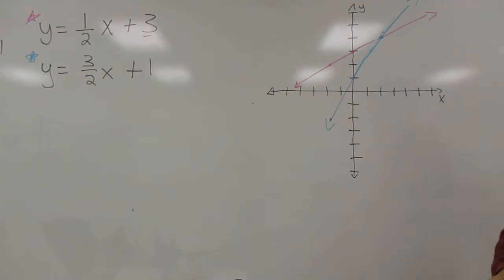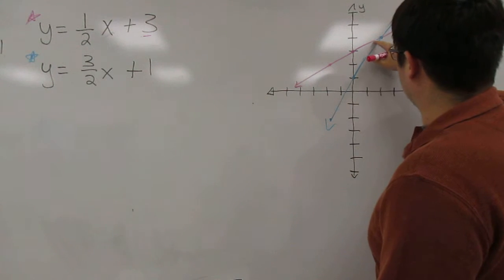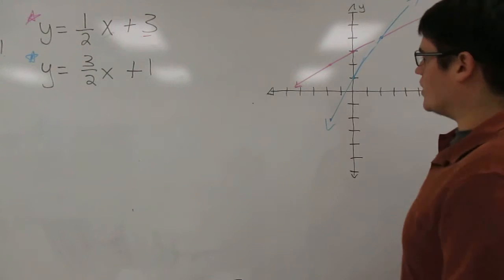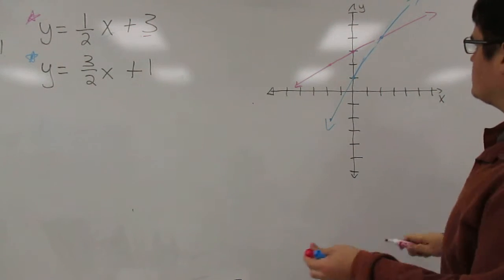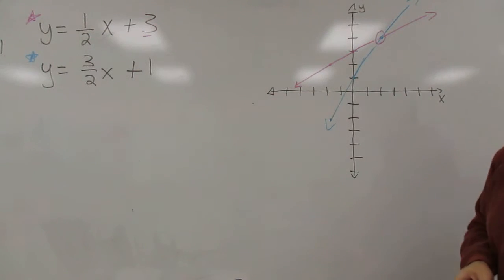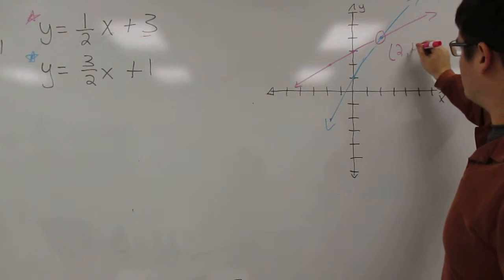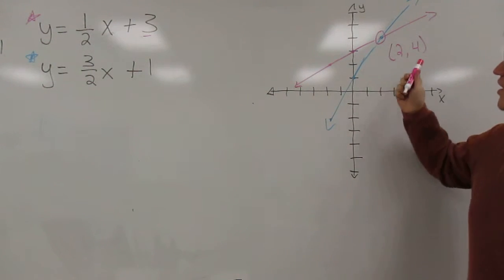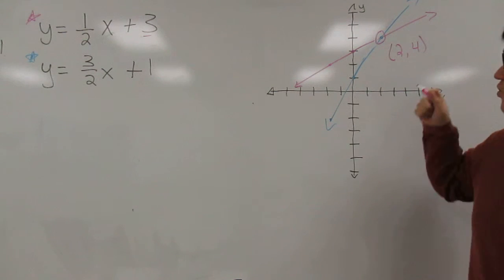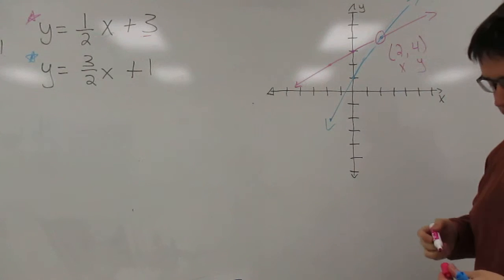Okay. So I graphed my two lines, and I notice this is absolutely ugly. But there you go. And I notice that my two lines intersect at this point right here. The coordinates on that point are (2, 4). So our answer here is the ordered pair (2, 4). So x equals 2, y equals 4.